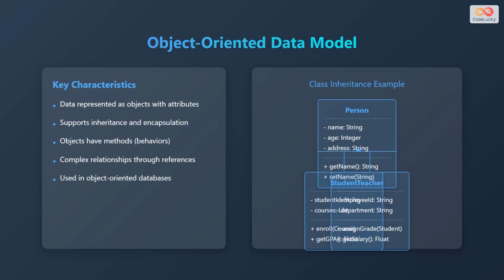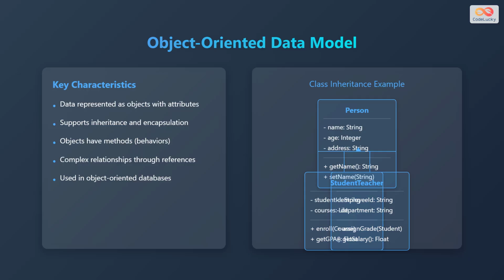Let's consider the object-oriented data model. In this model, data is represented as objects with attributes, supporting inheritance and encapsulation. Objects have methods, also known as behaviors, and complex relationships are managed through references. This model is used in object-oriented databases.